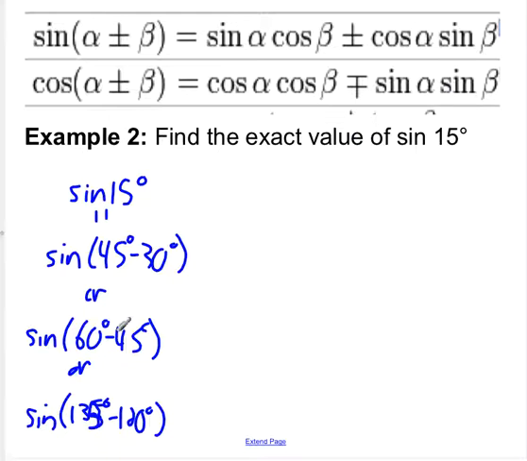Any of these combinations will get you the same answer. I'm going to use the easiest ones, 45 and 30, rather than going into the second quadrant and having to worry overly much about negatives.